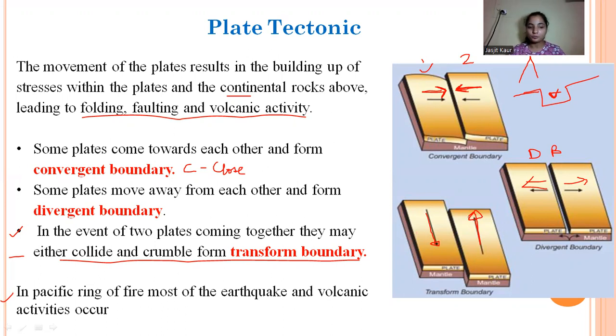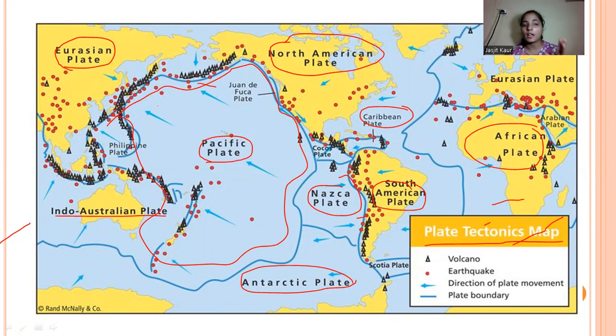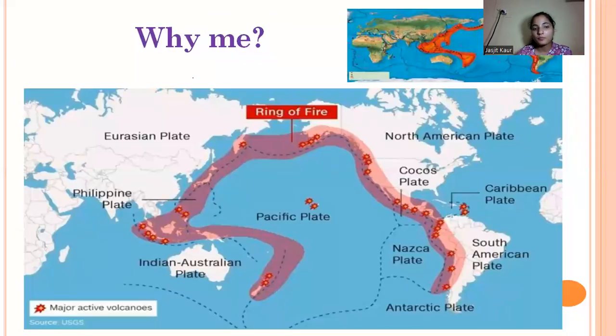Okay. So now in the Pacific Ring of Fire, most of the earthquake and volcanic activities occur. As we have discussed about different plates on the map of the earth, we see that in this area, in the Pacific Ring of Fire, most of the earthquake and volcanic activities are occurring. So what do you think? Why is only this area affected by earthquakes and volcanic eruptions? Why are earthquakes very much active in this area? So what do you think, students?